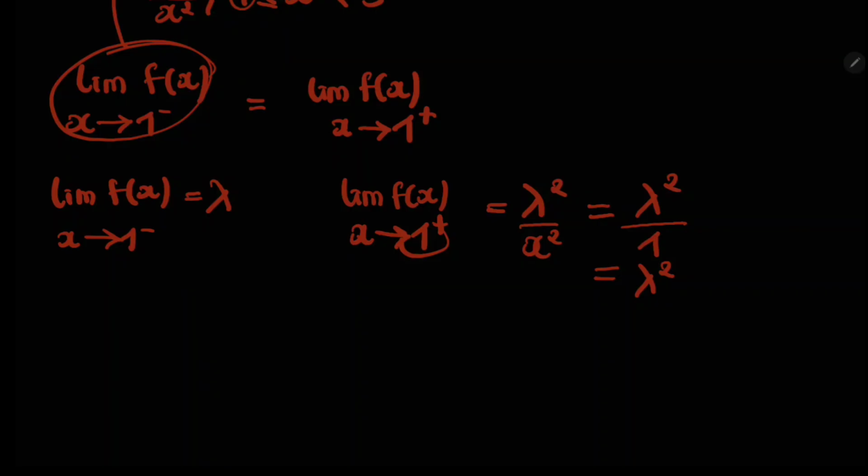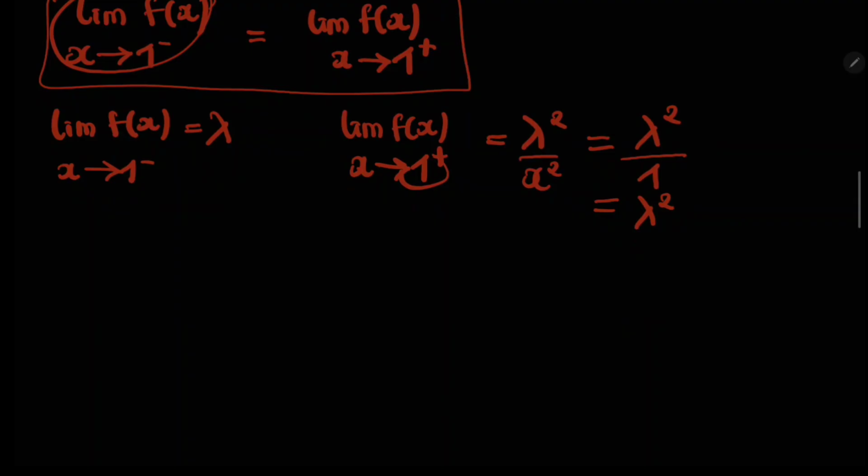Remember, we are just to equate them, because from this formula we are to equate them. So we'll just have lambda equal to lambda squared, and let's bring them to one side. So we'll have lambda squared minus lambda equal to 0.